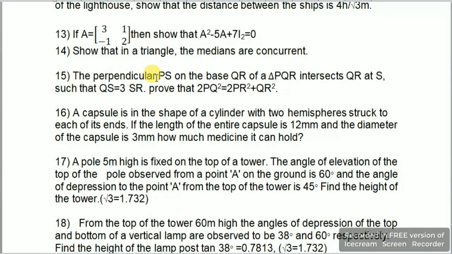15th question, the perpendicular PS on the base QR of a triangle PQR intersects QR at S such that QS equals 3 SR. Prove that 2PQ squared equals 2PR squared plus QR squared.